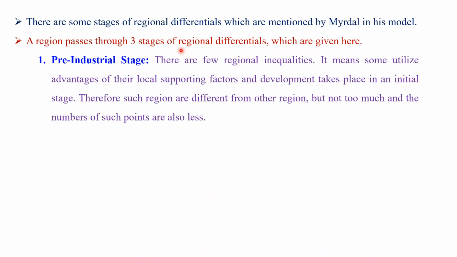The first is the pre-industrial stage. Dear student, this is a very important stage. There are few regional inequalities. It means some regions utilize the advantages of their local supporting factors, and development takes place in an initial stage. Therefore, such regions differ from the other regions, but not too much, and the number of such points is also less. Just as I mentioned when we explained the example of region A and region B. Here I am talking about region A starting to develop with respect to the economic activity, whereas region B is not developed too much with respect to the economic activity. That is the pre-industrial stage.